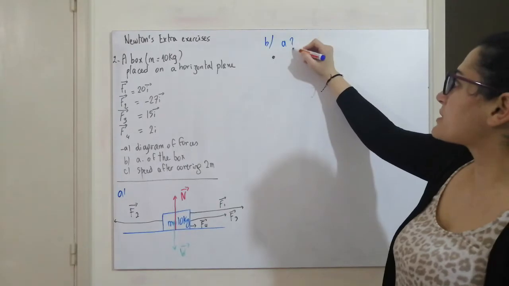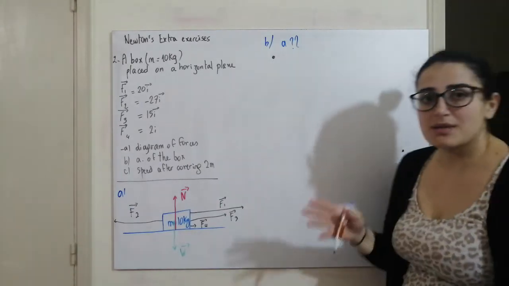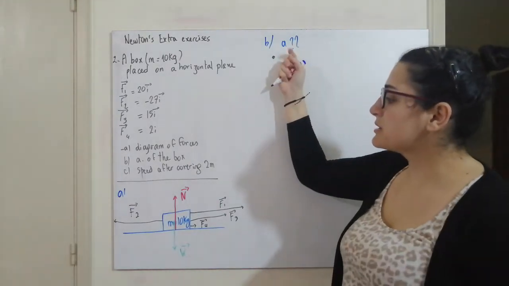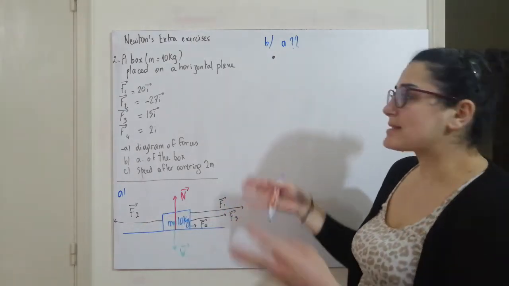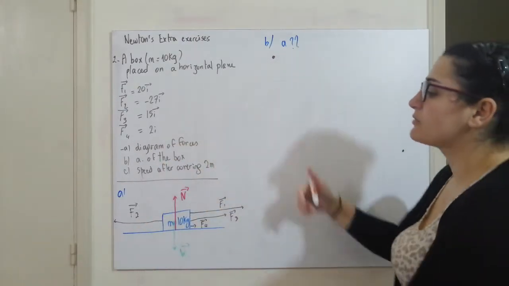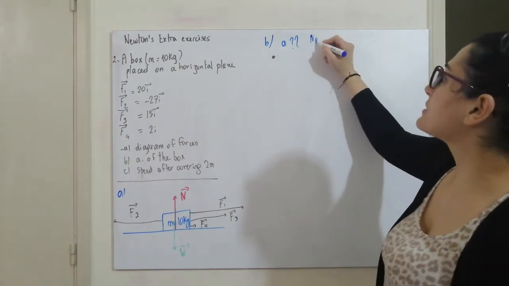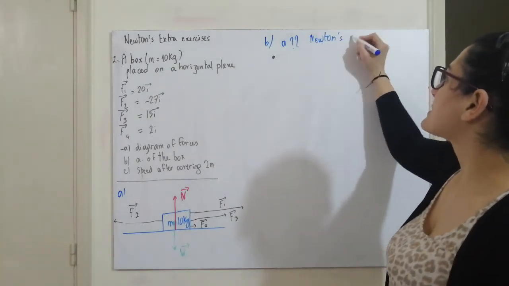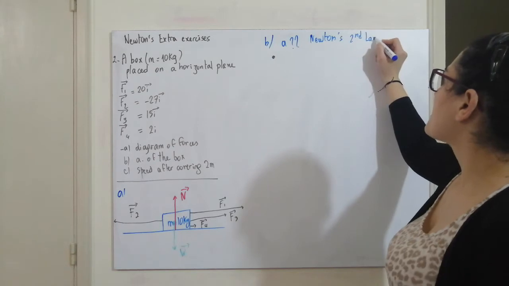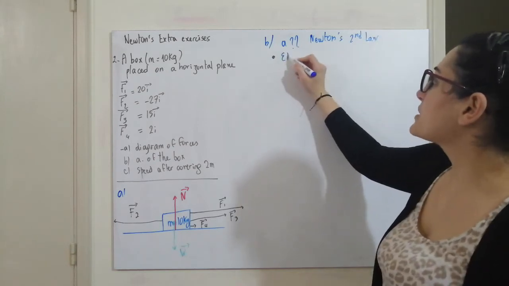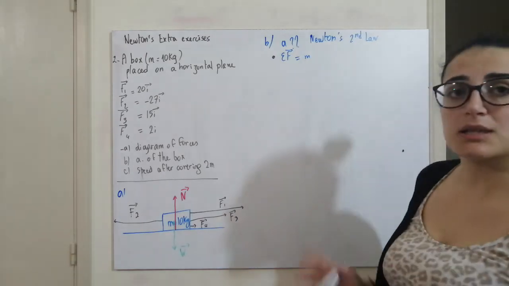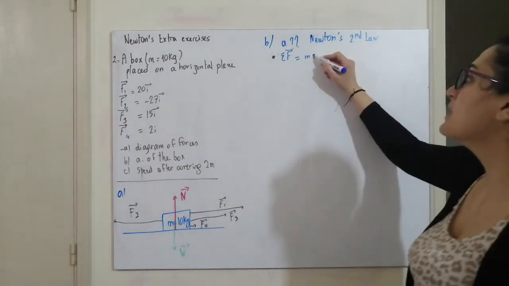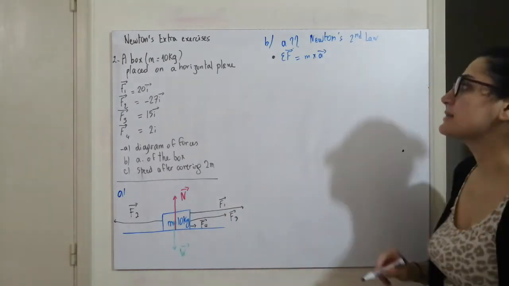Acceleration of the box. As we said in the previous exercise, I need the acceleration. I have a mass and I have forces. What is the relation between acceleration and forces and mass? This is Newton's second law. This law states that the net force applied on a certain object is equal to the mass of this object multiplied by its acceleration.